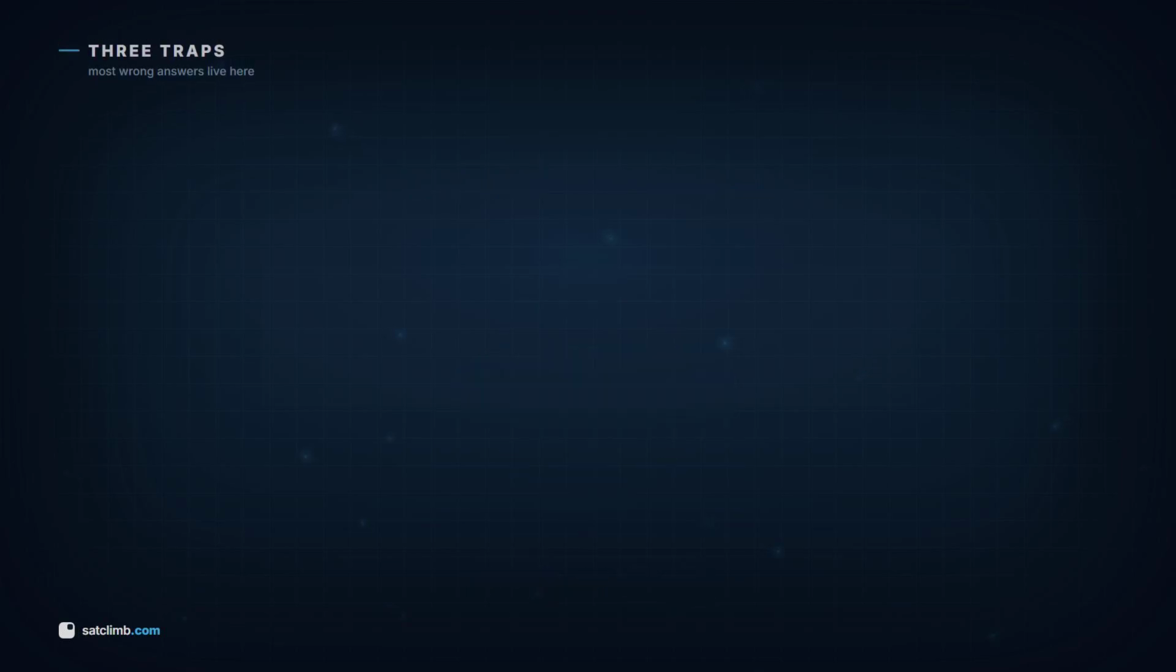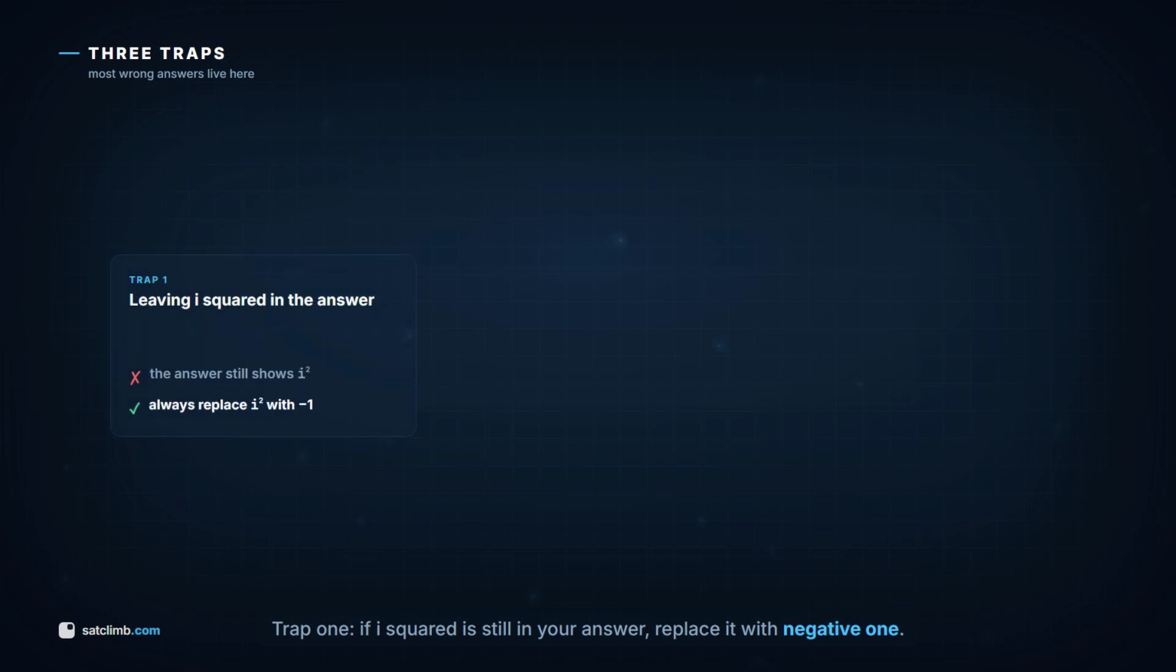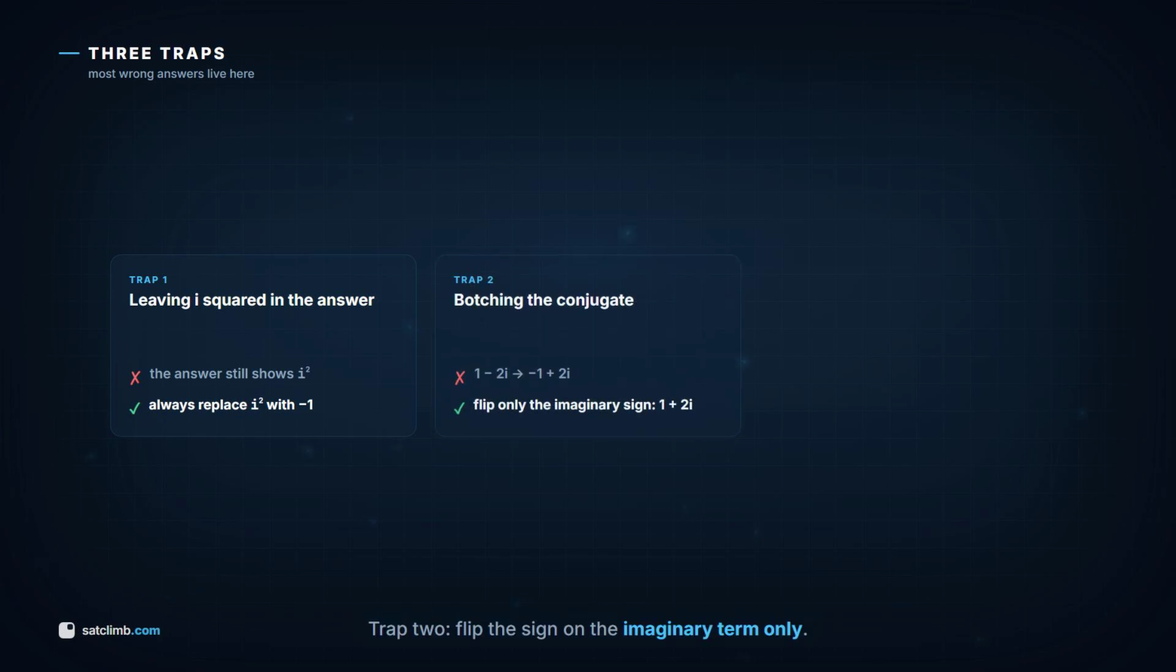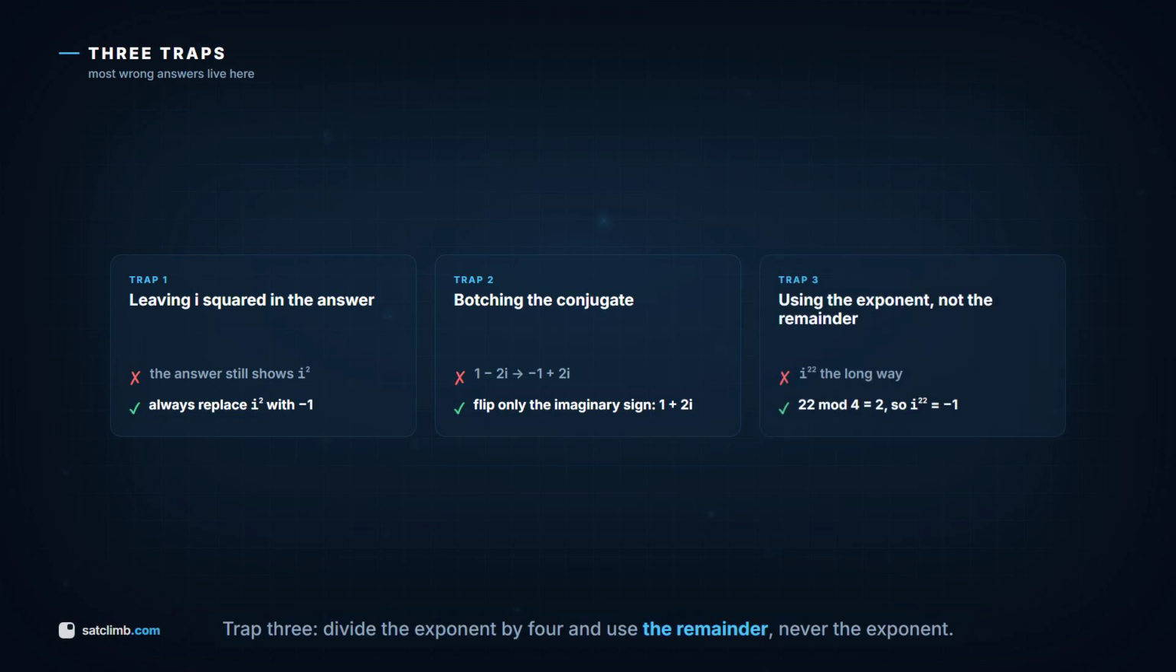Three traps. 1. Forgetting the substitution. If i squared is still sitting in your answer, you're not done. Replace it with -1. 2. Botching the conjugate. Flip the sign on the imaginary term only. 1 minus 2i becomes 1 plus 2i, not -1 plus 2i. 3. Powers of i: divide the exponent by 4 and use the remainder, never the exponent itself. Everything traces back to i squared equals -1.